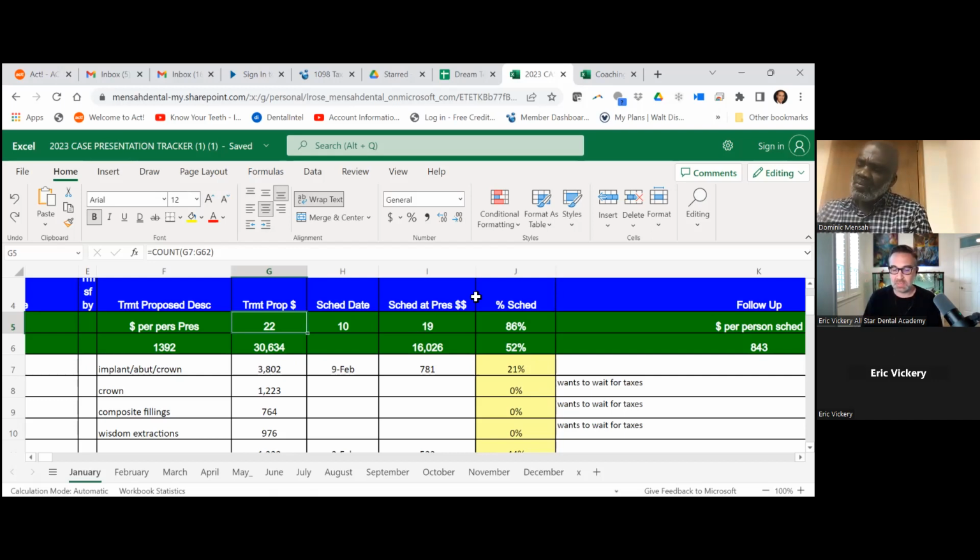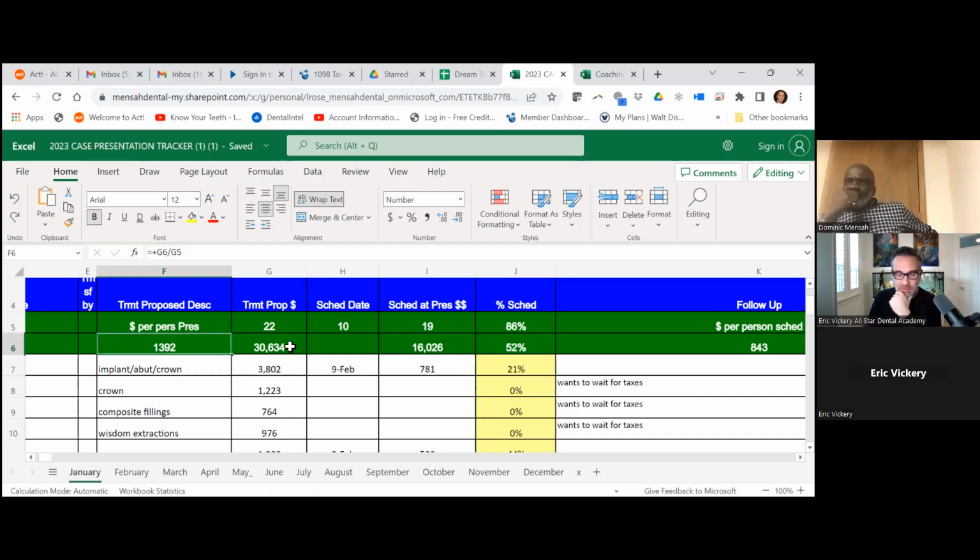What's realistic is 80% of the people scheduling something. And of those people that schedule, we want 60% of the dollars to be scheduled. Got it? Right, 60% of the dollars to be scheduled, from the 80% of the people. That's exactly right.